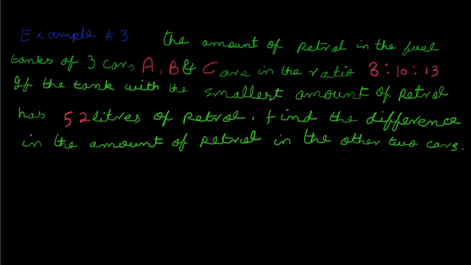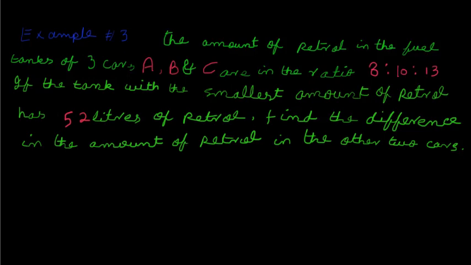The amount of petrol in the fuel tanks of three cars A, B and C are in the ratio 8 to 10 to 13. If the tank with the smallest amount of petrol has 52 liters of petrol, find the difference in the amount of petrol in the other two cars. It's a simple question, and we're going to solve this example with two methods. One will be the unitary method and the other the proportional method.